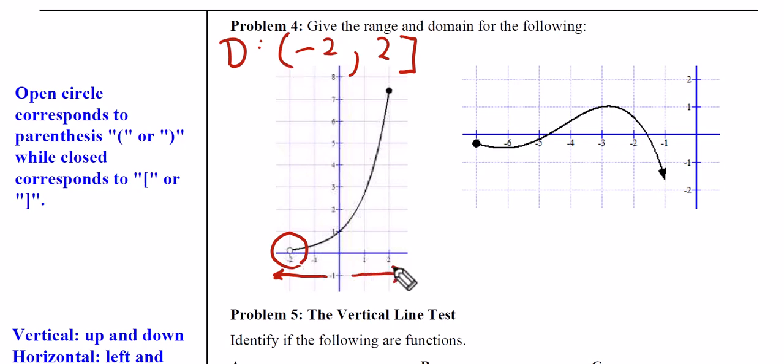How far right do I go? Well, it looks like I go as far right as this value right here, which is a 2. It is a closed circle, so that's why I have the bracket.